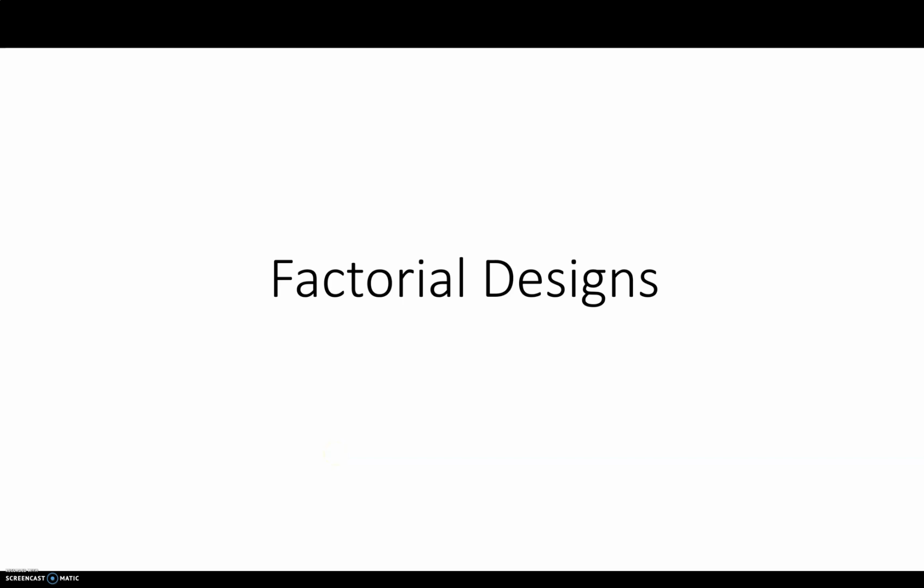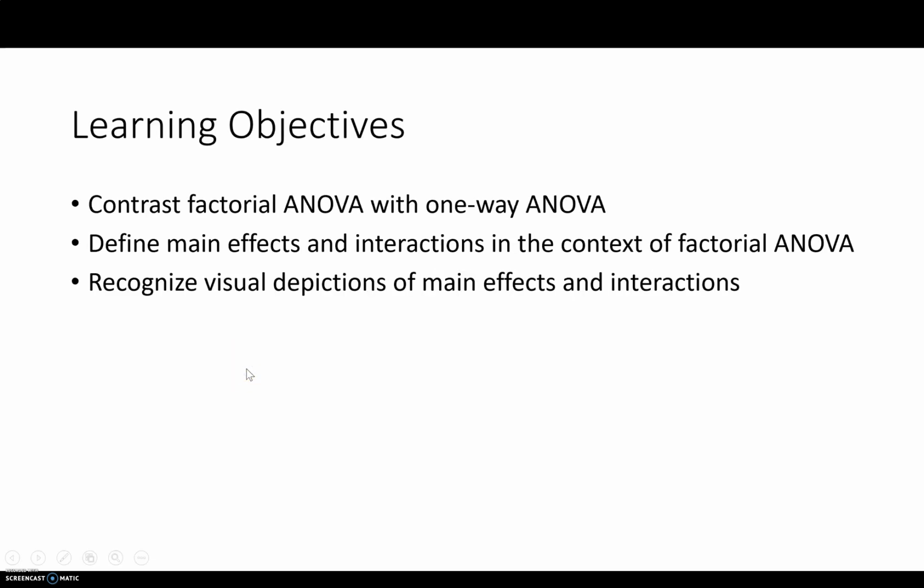Okay, so we're going to be introducing factorial designs. Moving on from one-way ANOVA, we're going to be looking at factorial ANOVA. These are the learning objectives for this section, and this is just to introduce some concepts. We're not going to be doing any analyses during this lecture. We'll get to that later. But just talking about the concepts of contrasting factorial ANOVA with one-way ANOVA, main effects, and interactions.